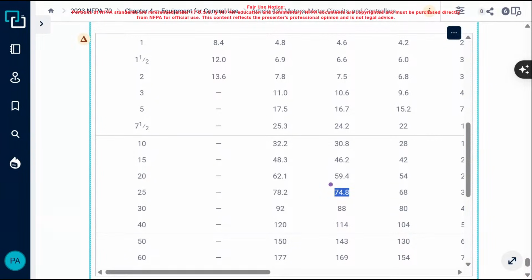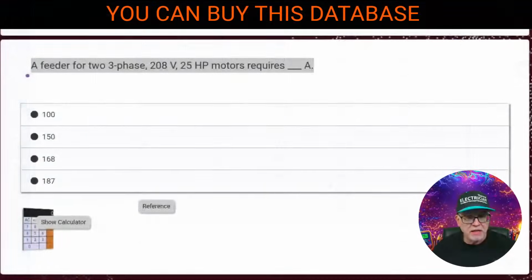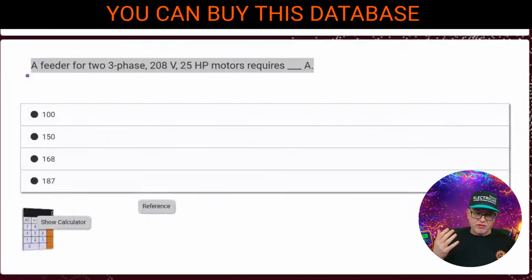74.8 amps is what it is. Okay, so now let's go back to the question. Since both these motors are exactly the same, what did it tell us to do in 430.24? It said take the largest motor. They're both the same, so we'll take the largest motor at 74.8 amps.